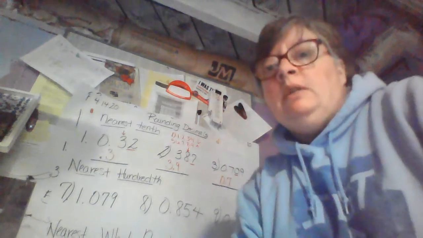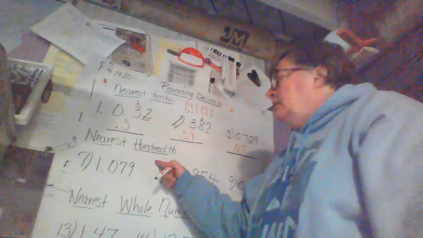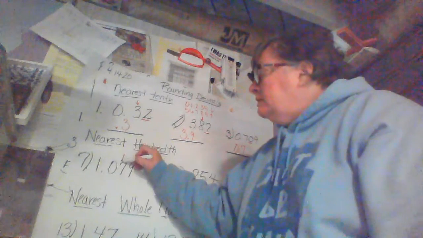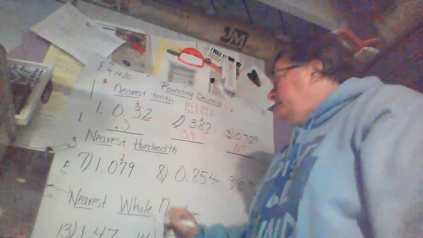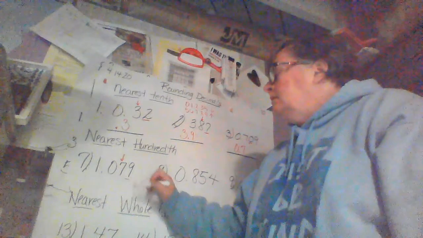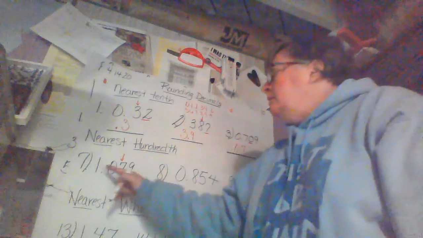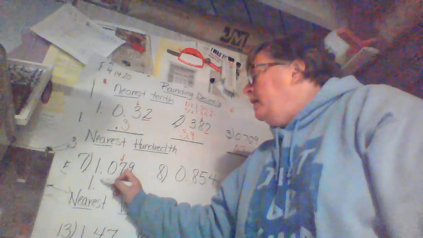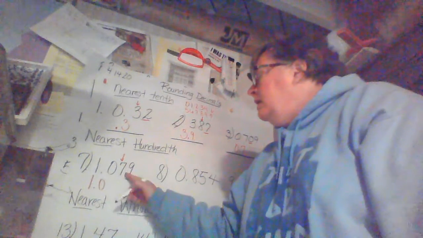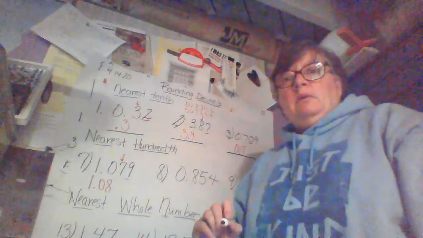All right, now we're going to do the next row, which is hundredths. Nearest hundredth. Okay, here's our hundredths. So, didn't put my line down there. So we're looking at this 9. All right, the 9 is going to go up. So 1.0, and that's going to be an 8. 1.08.